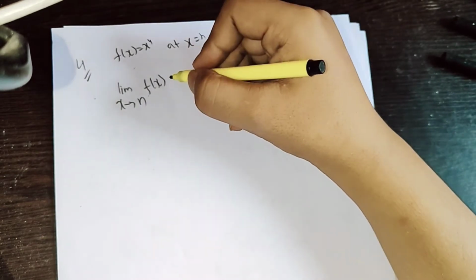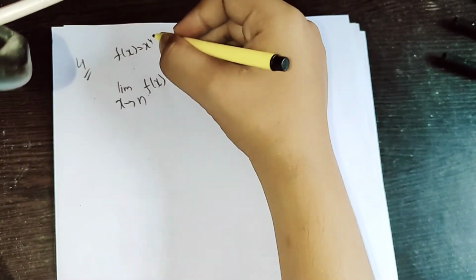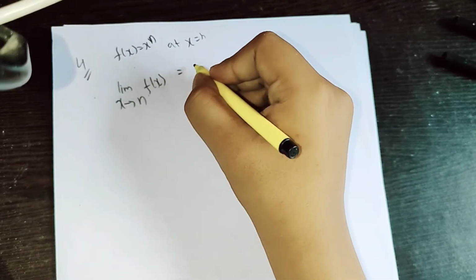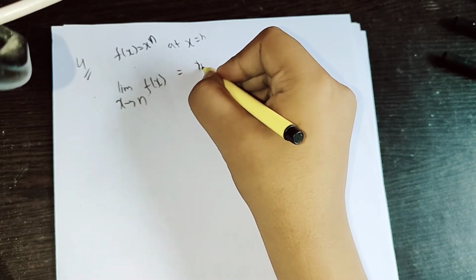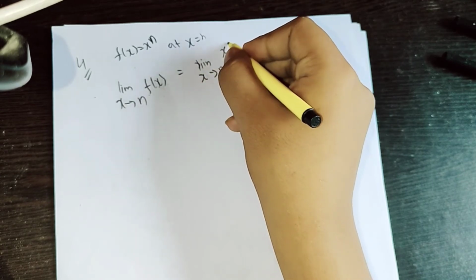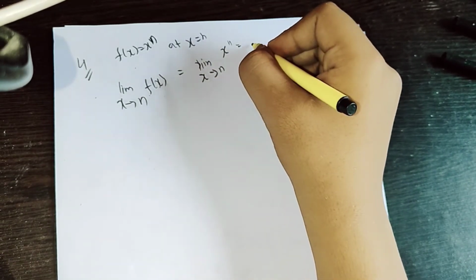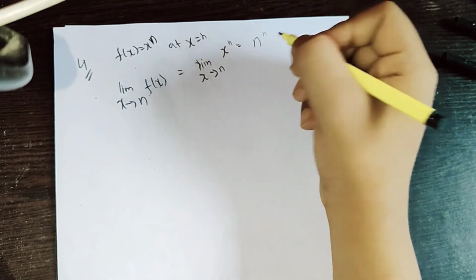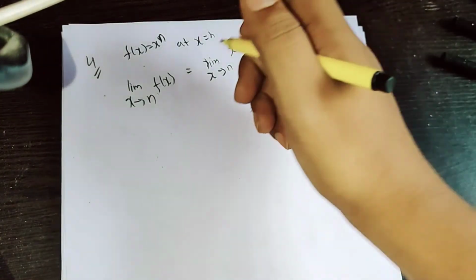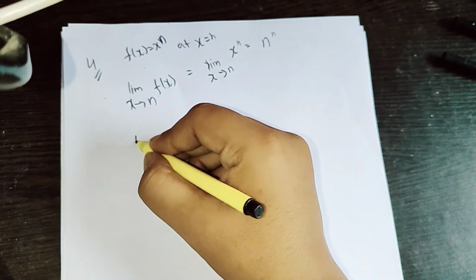So first of all we have to calculate it, x to the power n. So it will come limit x tends to n of x to the power n. So if we put the value of x as n, it will come n to the power n. Got it? Now we will calculate LHL.